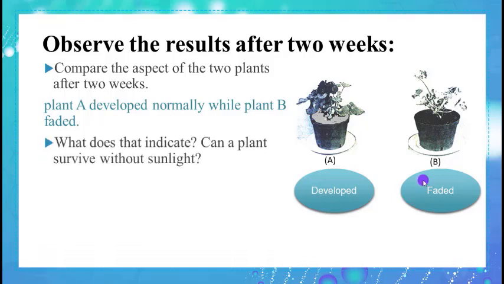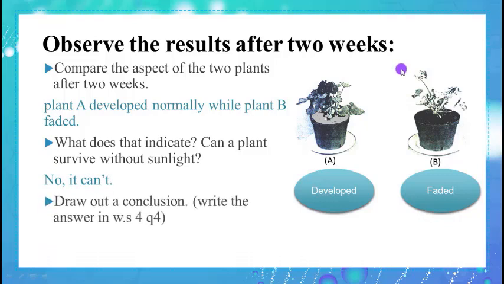What does that indicate? Can a plant survive without sunlight? Remember, in this experiment, plant B was put in the dark in a closed box. What happened to plant B? It faded, while plant A that was exposed to sunlight developed. What does that mean? Can plants develop in the absence of sunlight? No, it can't. So, draw out a conclusion, write the answer in question 4 in worksheet 4.